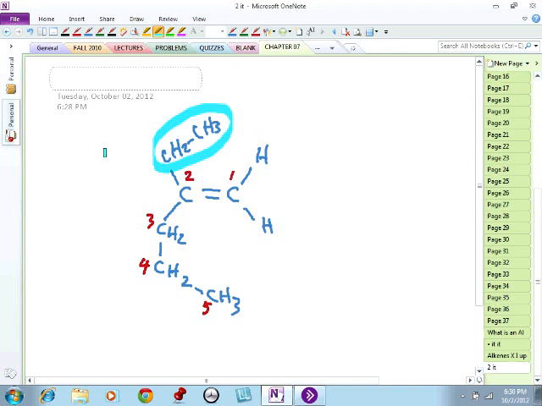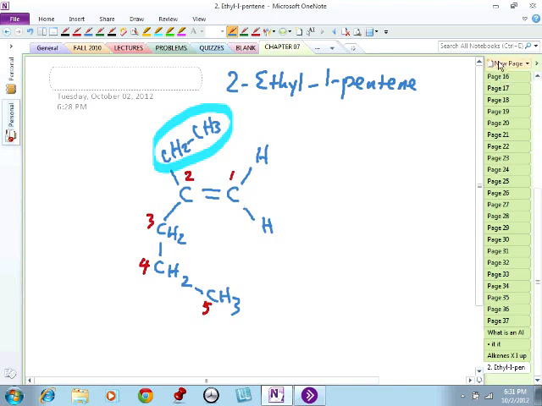So what do we call this? Okay, very good. Because you are already familiar with the nomenclature of alkanes, this will be fairly simple. So this becomes 2-ethyl-1-pentene. 2-ethyl-1-pentene.